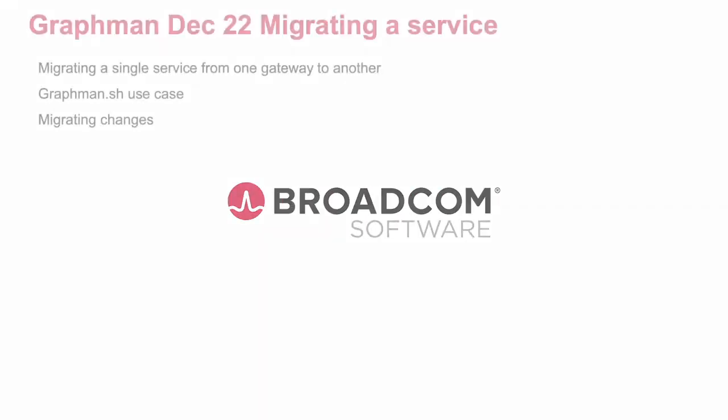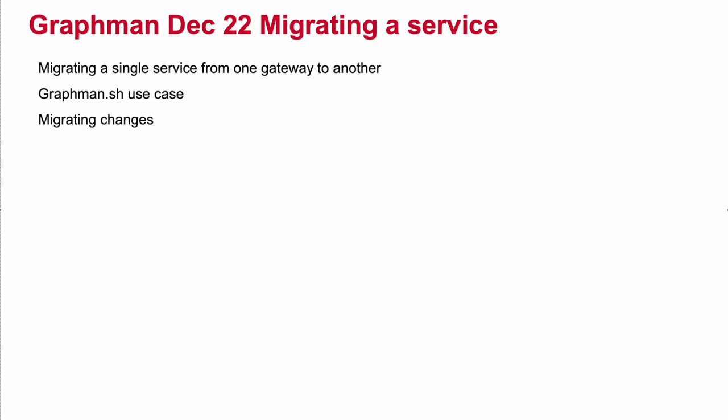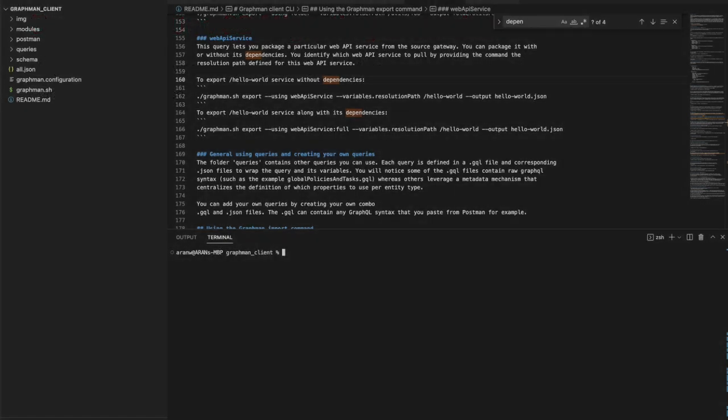In this video, you'll see how to move a service from one gateway to another using the Graphman client. We'll also make some quick changes as we do the migration. Okay, so hopefully you have everything set up from the Get Started video. Now we can look at migrating a single service from one environment to another.